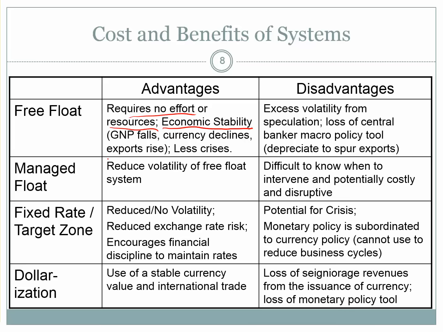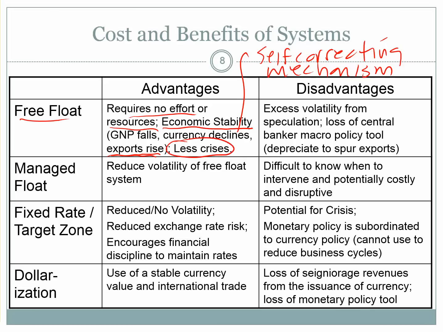As the currency declines, their goods exports will get cheaper and exports will rise, which would then allow the economy to recover. So we call this the self-correcting mechanism of a free-floating exchange rate. And also, lastly, there possibly could be fewer crises if you allow currency to float, which sounds counterintuitive, but I want to come back to this point when we talk about a fixed rate system.